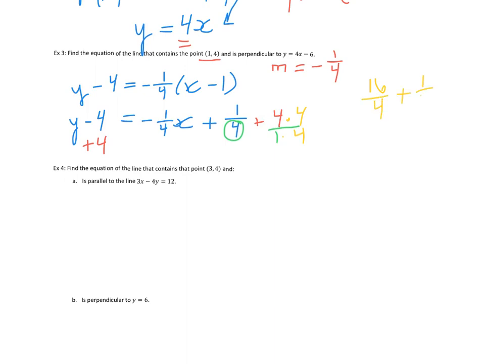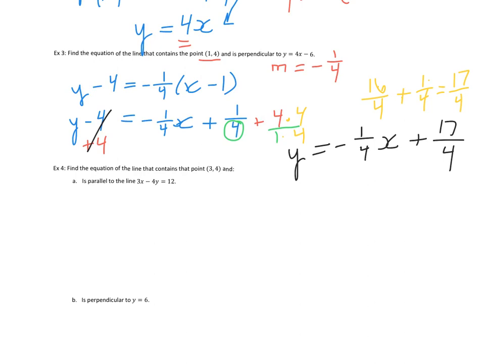Okay, so let's just do a little side work. So 16 over 4, that's your 4, plus a fourth. When we add fractions, denominators stay the same, and we add the top. 16 plus 1 is 17 over 4. Whew. Okay, so our answer, I will write it in black to stand out, is y equals negative 1/4 x plus 17 over 4. Okay, so there you go.